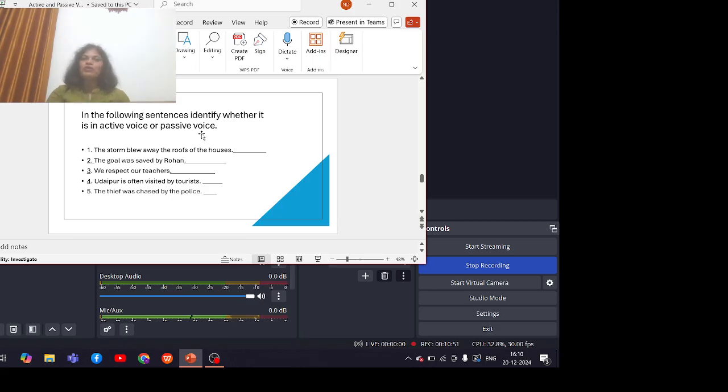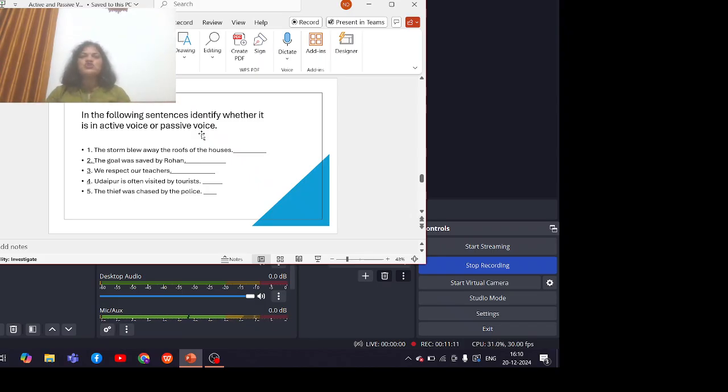So Udaipur is often visited by tourists. Who visits Udaipur? Tourists. So here, children, in this sentence, if those who are performing the task or any action are mentioned in the end, then it is in passive voice.